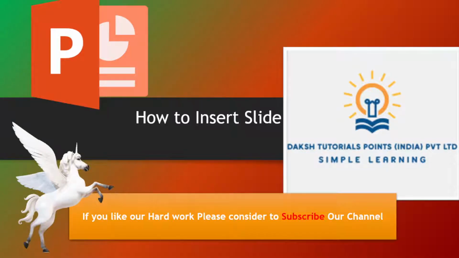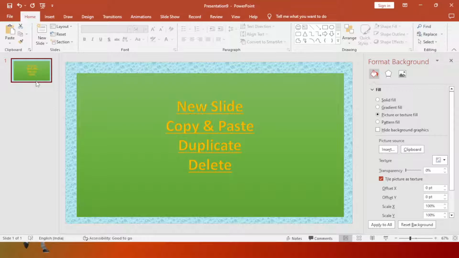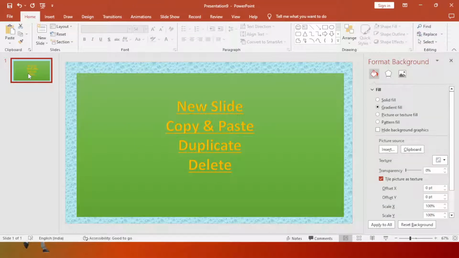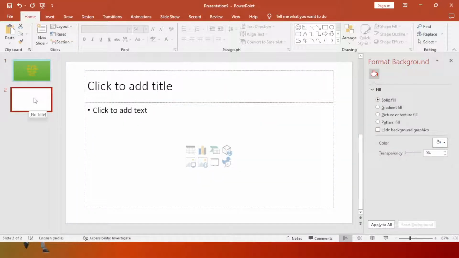Hi, in this video we are going to see how we can insert slides. In PowerPoint there are three ways we can add slides. First is the shortcut key. If I have opened my PowerPoint application and I press Control M, you can see one more slide got added, slide 2. Before we had 1, now we have 2.